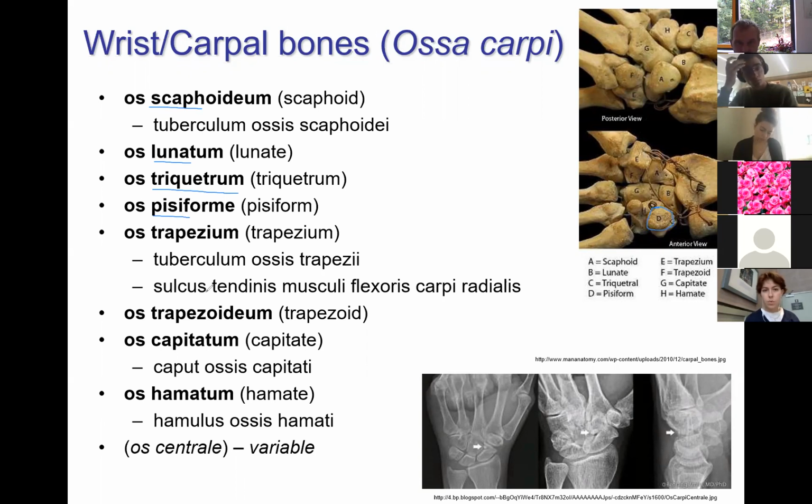In the other row, so the distal row, we have hamate. Hamus means a hook. So it's a bone here with a hook. And the hook in Latin is called hamulus. If you have somewhere ULU or OLU, it's a diminutive, so something smaller. Yeah. So the bone is called hamate, and the hamate has got a hook. So the hook of hamate, hamulus ossis hamati.